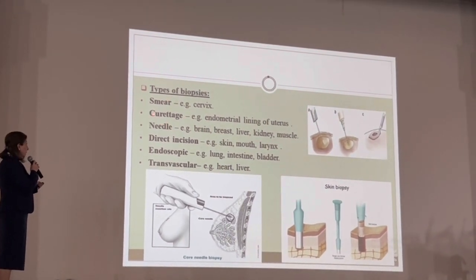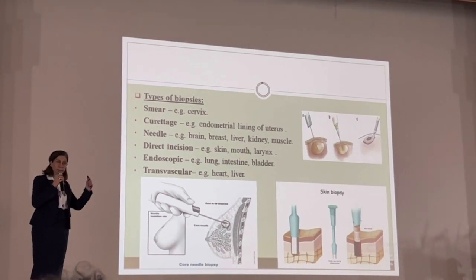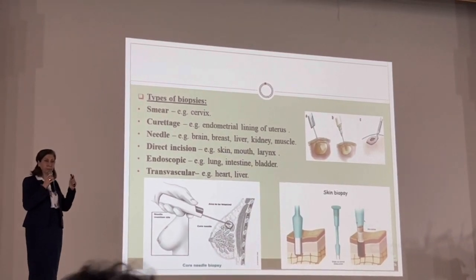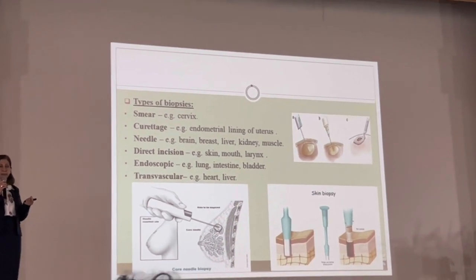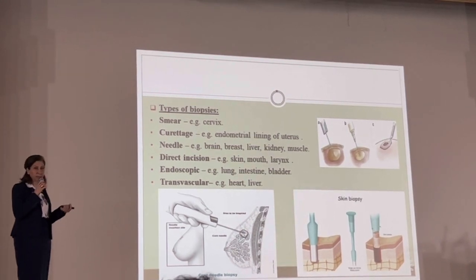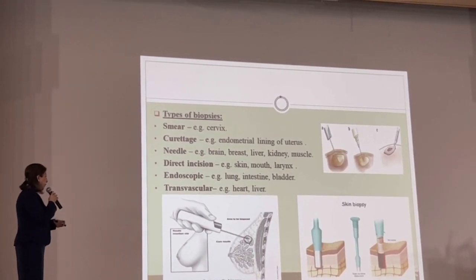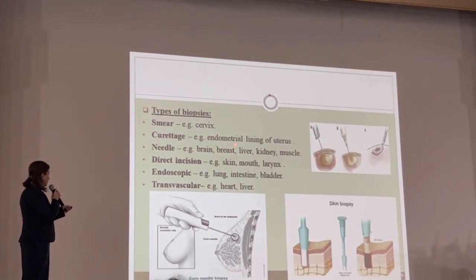And we have the curettage. Curettage comes from the word curette. A small piece of tissue is taken by a sharp instrument called a curette. This is used in the endometrial cavity, again in the female genital tract, so the endometrial lining of the uterus.